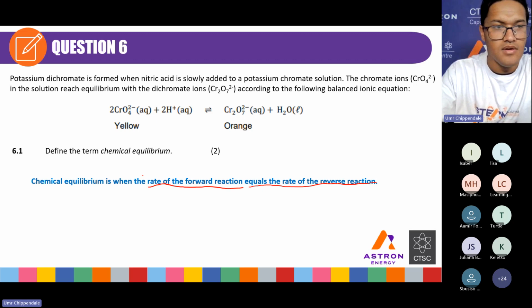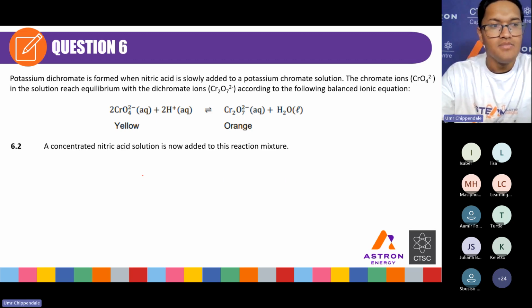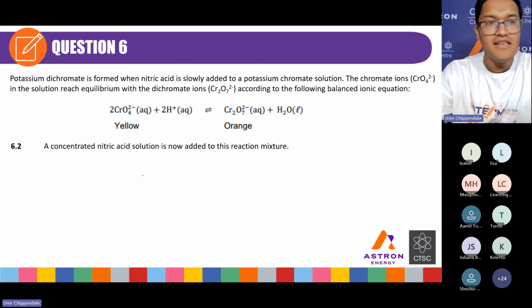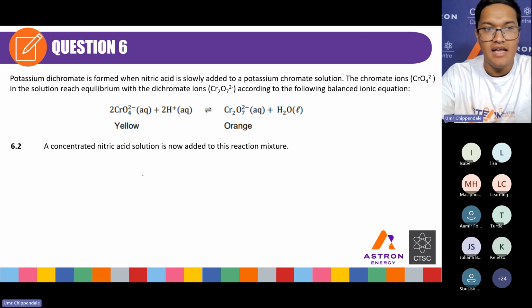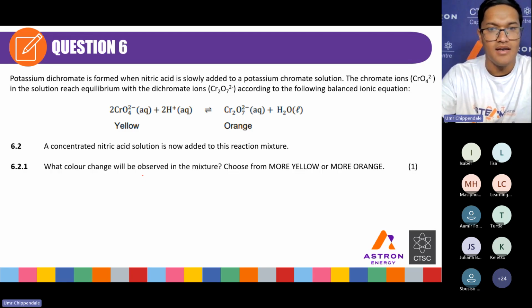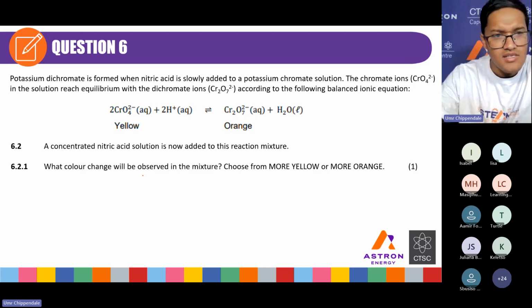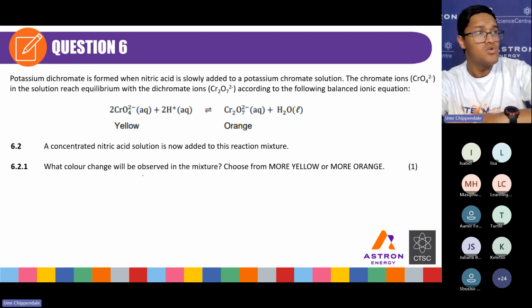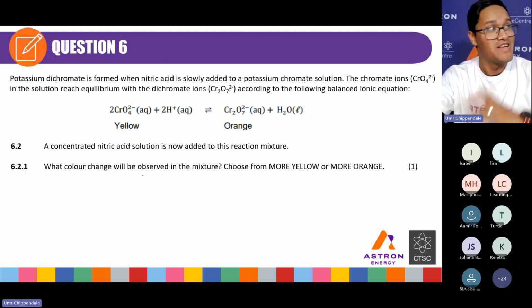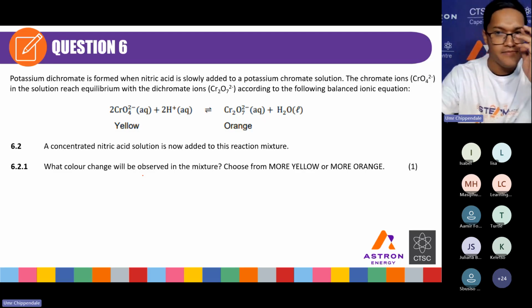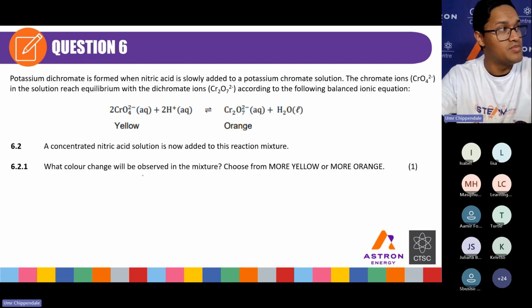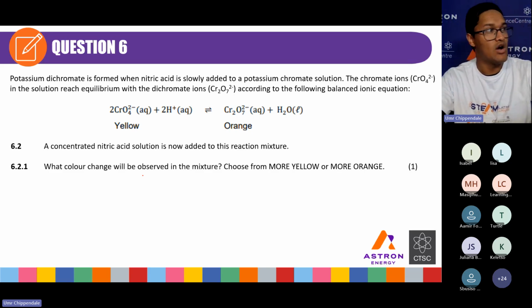Okay, now 6.2. A concentrated nitric acid solution is now added to this mixture. 6.2.1. What color change will be observed in the mixture? Choose from more yellow or more orange. So, answers in the chat quickly, please, and then I'll explain why. Or at least I'll first show, and then 6.2.2 is where we will explain why.